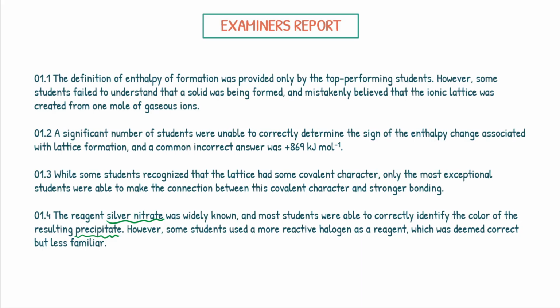So you can do that. You can get your halide displacement reaction tables out and do it that way. But I would highly suggest just chucking silver nitrate on the page. It's a lot easier. But you would get the mark if you did it that way, so it's completely fine. If you did want to do it that way, the answer would be chlorine or bromine, because these are going to displace the iodide ions, okay?